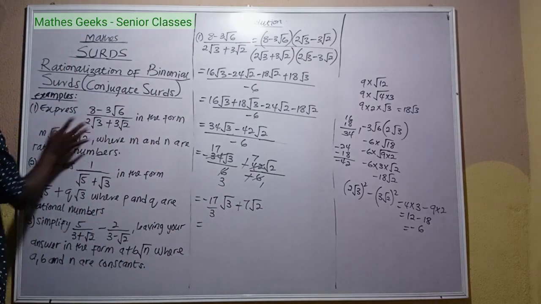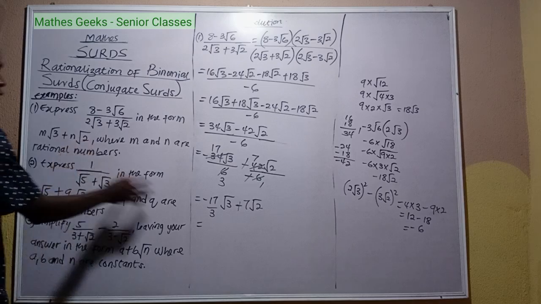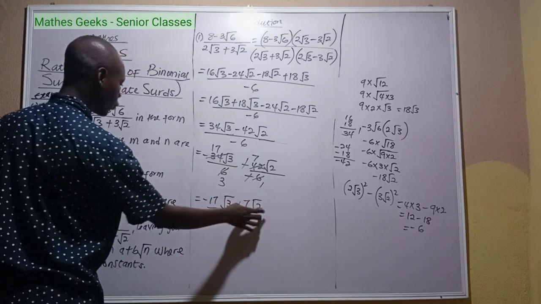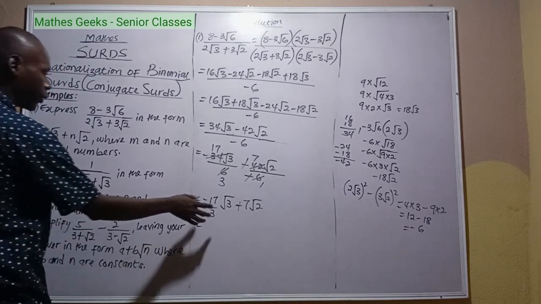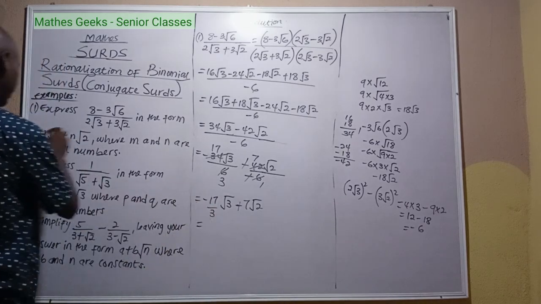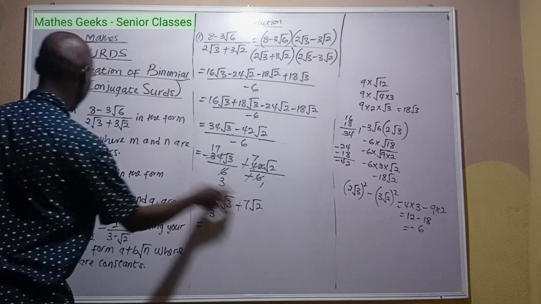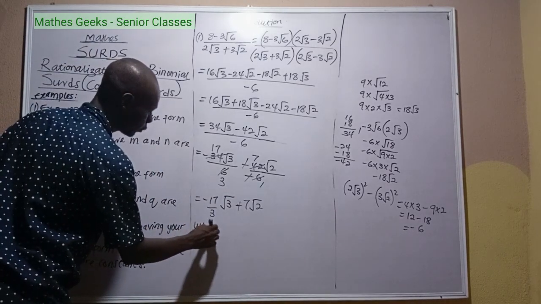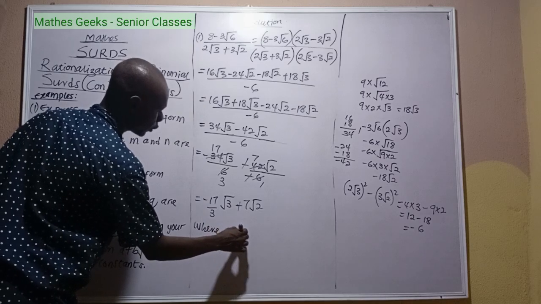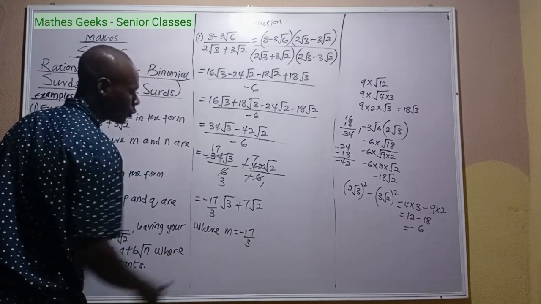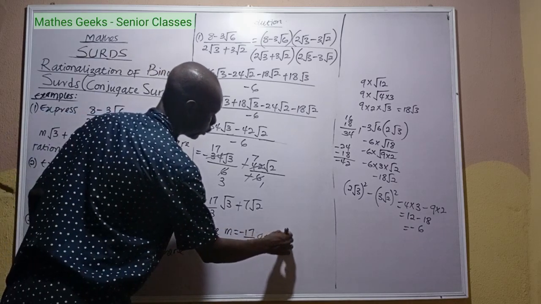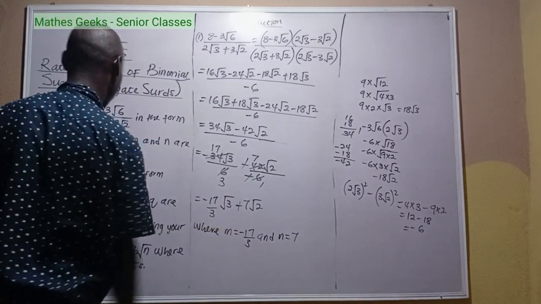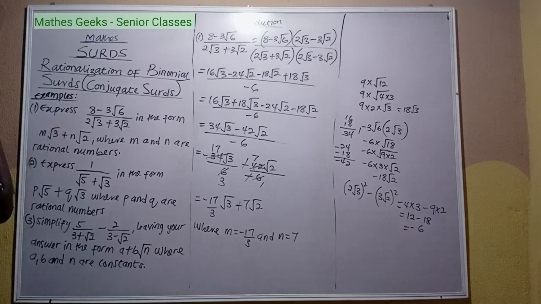So now we can compare m root 3 plus n root 2. So this is minus 17 over 3 root 3 plus 7 root 2. So here, if you compare this, minus 17 over 3 is our m, and 7 is n. So we say where m is equal to minus 17 over 3 and n is equal to 7. So these are the final answers, and this compares to what was given to us.